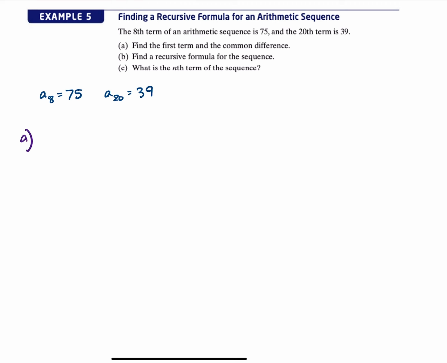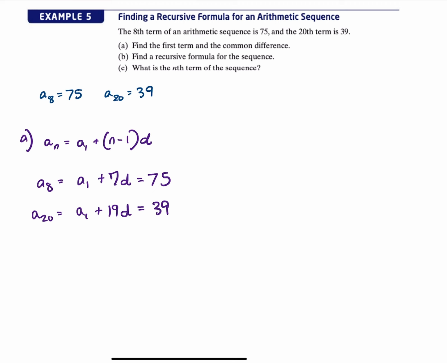So let's use two statements from our general nth term formula, and I'll write it out again here. A sub n is equal to a sub 1 plus n minus 1 times d. So a sub 8 should be our first term, which we don't know yet. So a sub 1 plus n minus 1, in this case that would be 7, times our common difference d. And this is equal to 75. Let's do the same for a sub 20. We still don't know the first term. This would be n minus 1, so 19d. And this is equal to 39. So we have essentially two equations with two unknowns. We can solve this like a system of equations.